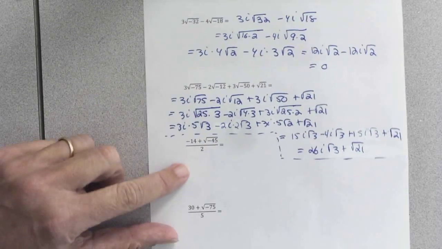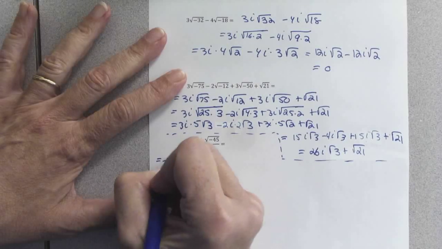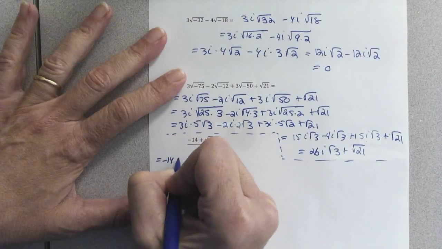Okay, the next guy. And this sort of thing is actually going to creep up in your work quite a lot. Simplifying this. First and foremost, the 14 and the 2 do not cancel. You do not cancel in a fraction unless you cancel from all terms in a fraction. So I am not going to cancel that negative 14 and the 2 because I can't do anything with that square root of negative 45 and the 2.